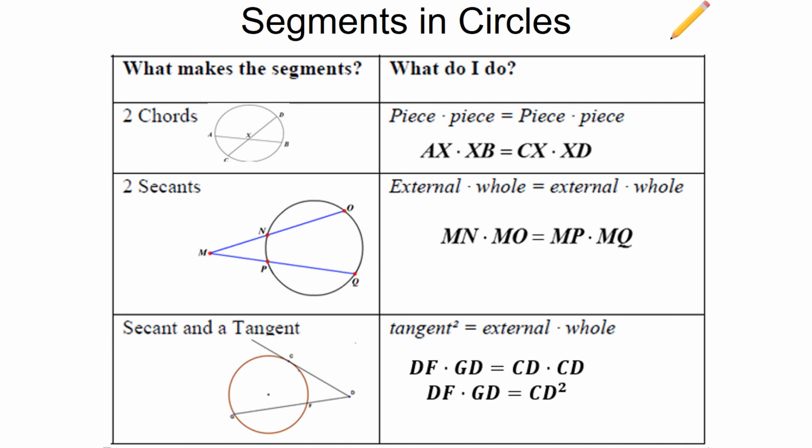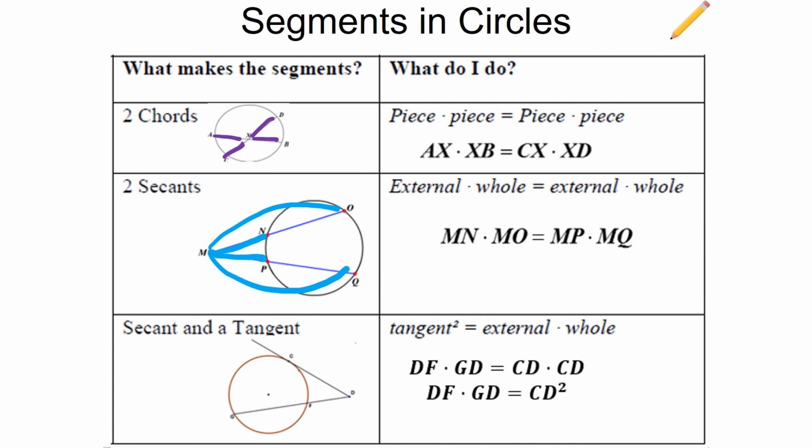Okay, so now looking back at this little cheat sheet or foldable that you've glued into your notes. When it says what makes the segments and what do I do, when we have this image where we have two chords or two segments within the circle, we take the piece times the piece, which is equal to this piece times that piece. And then if we have two secants, or two lines that have a chord inside and are connected or intersecting on the outside, then we take the external piece times the whole piece equal to the external piece times the whole piece.